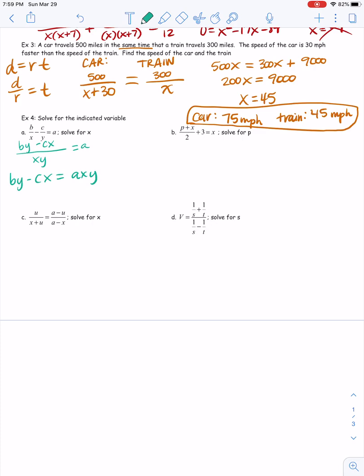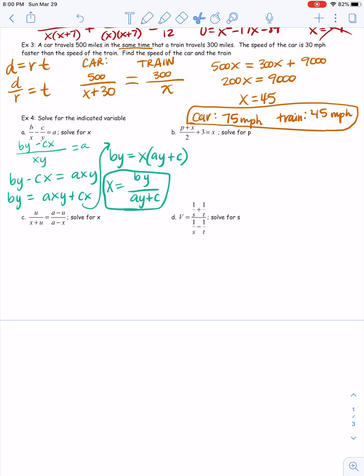I'm trying to solve for x. So I want all my x's on one side, all my non-x terms on the other side. I know that cx has an x in it, so I'm going to go ahead and add that over. So now I have by equals axy plus cx. If my goal is to get x by itself, take that GCF out. Taking that out, I'll get by equals x times ay plus c. And so now I can just divide both sides by that ay plus c, and I get x to be by over ay plus c. There you go, final answer.